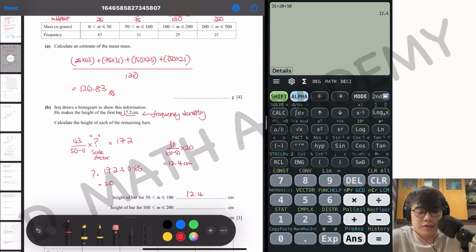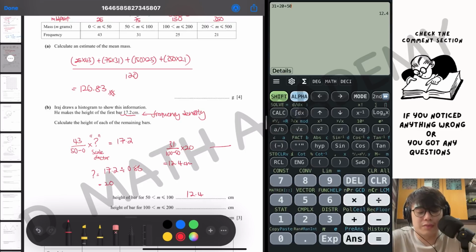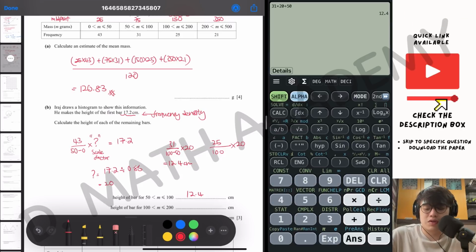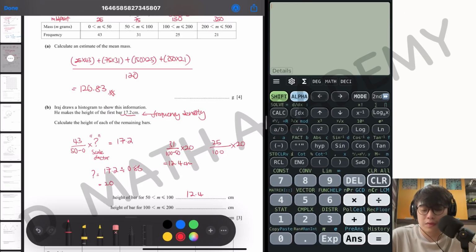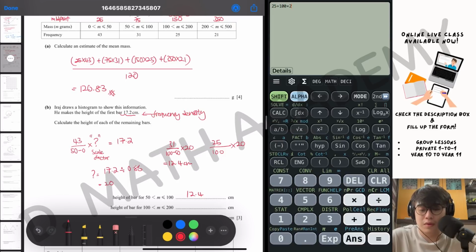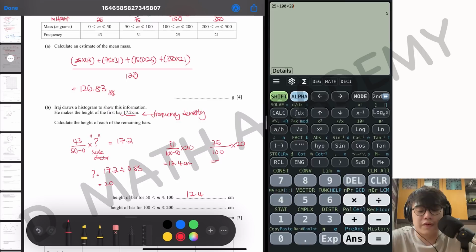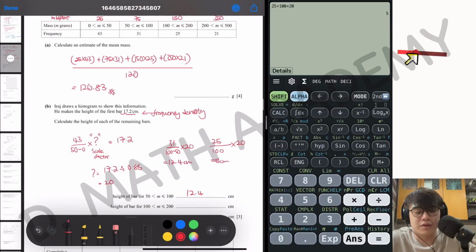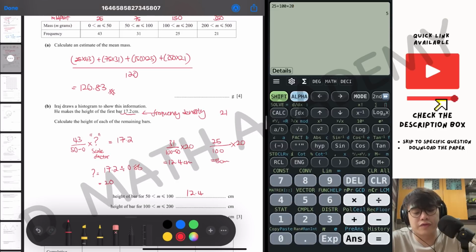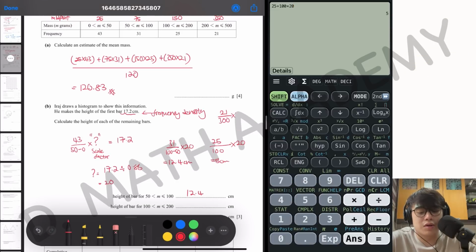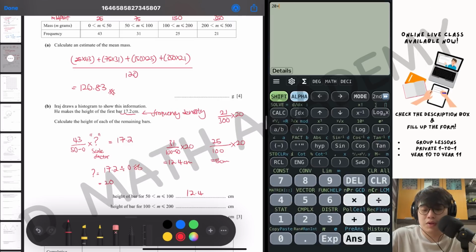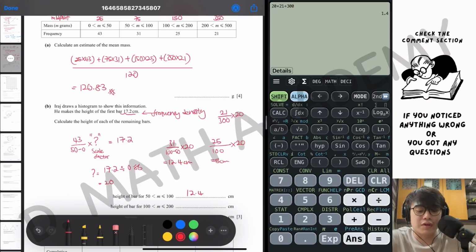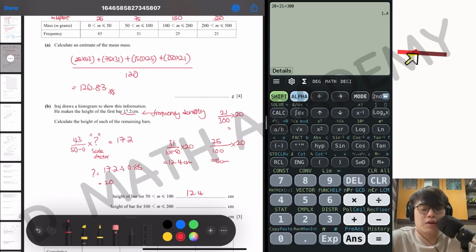For the next group, the gap was 100. So 200 minus 100 is 100. 25, and then times 20 into it. Okay, you get your answer as 5 centimeters. And then the last one, between 200 to 500, this group here will have an interval of 300. So 21 times 20 divided by 300. So the final answer here will be 1.4.